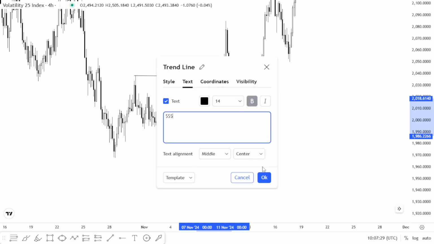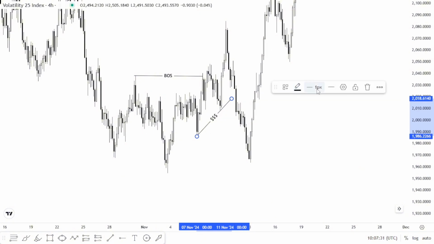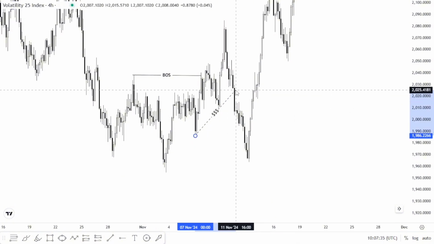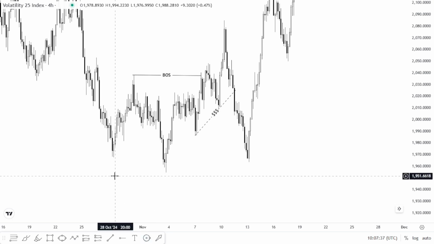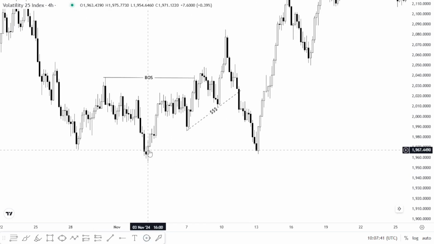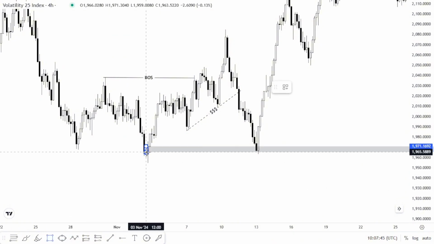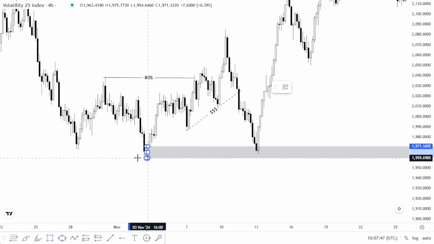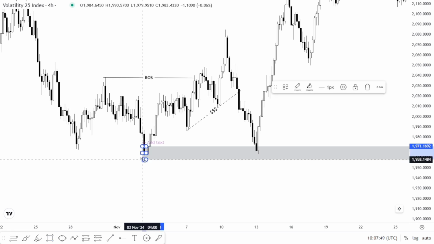Okay, we have our liquidity. So what happens? The next thing we're going to do is mark out our supply and demand zone. In this particular case, we are looking at a bullish scenario. So you just see our demand zone.